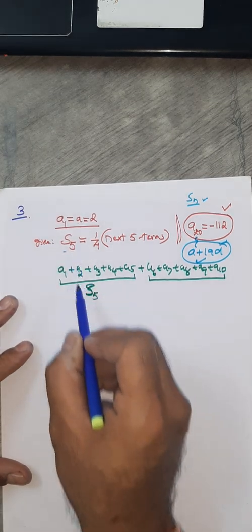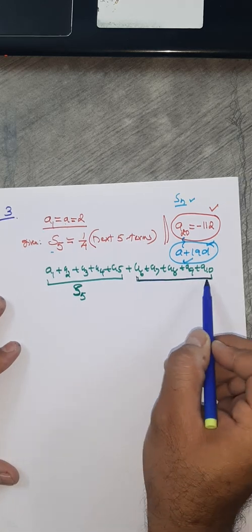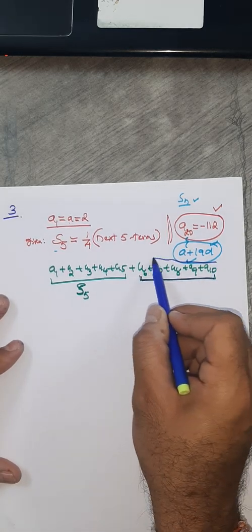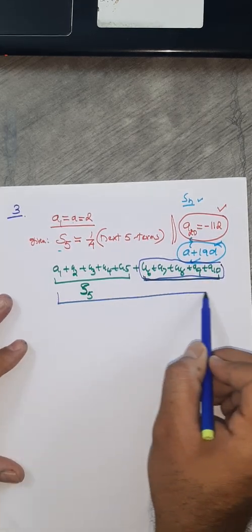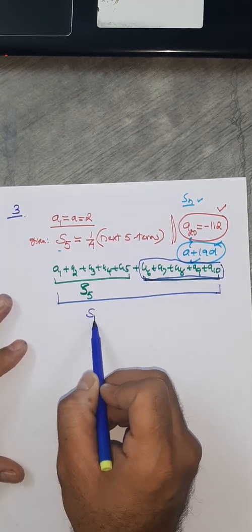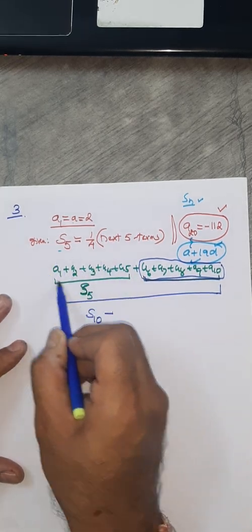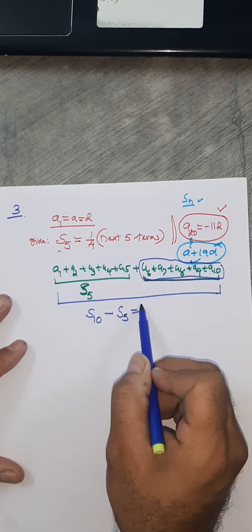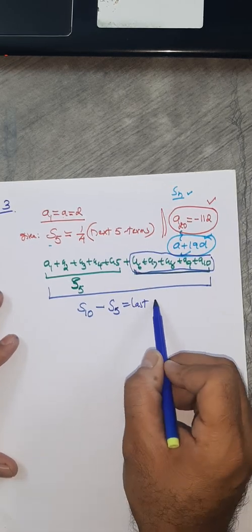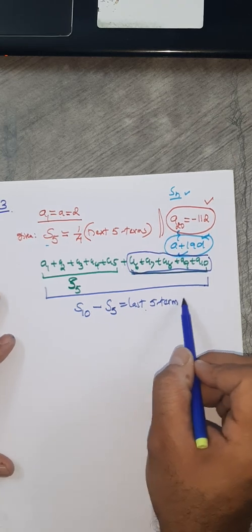So this one is fine, S5. Now we want this. Next 5 terms. Sum of the next 5 terms. We want this. So what do we do? We add all 10 terms, which is S10, minus, I'll write first 5 terms, that is S5. So you will get the last 5 terms. So this is the last 5 terms summation.